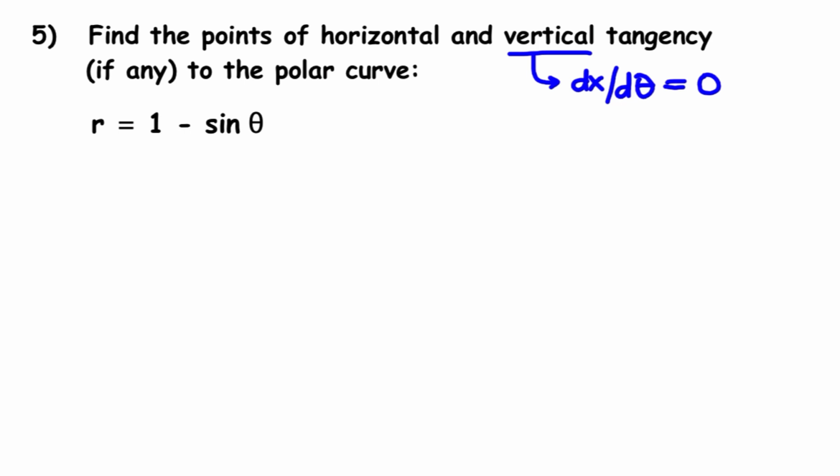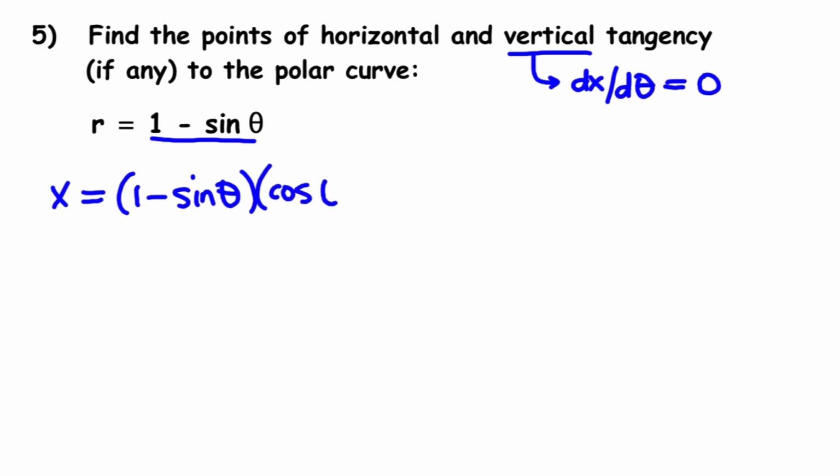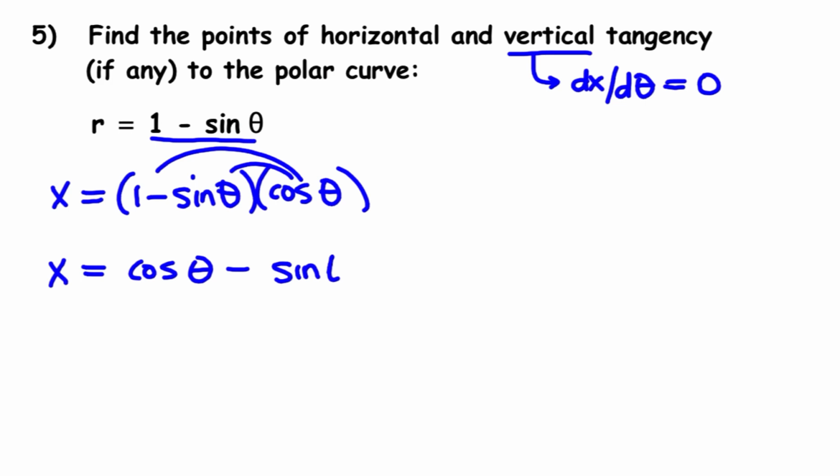Well, again, let's figure out what x is. X is going to be r cos theta. Of course, here's r, r times cos theta. Again, a little distributive property. It's going to give us cos theta minus sine theta cos theta. Unfortunately, we're going to need a product rule on the second part when we take the derivative, but that's okay. We can get that. So here we go.